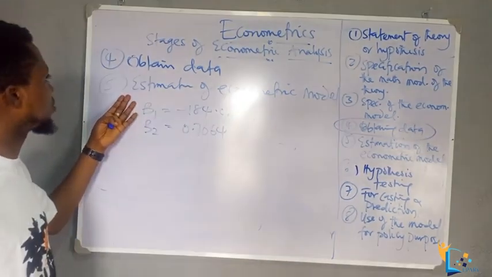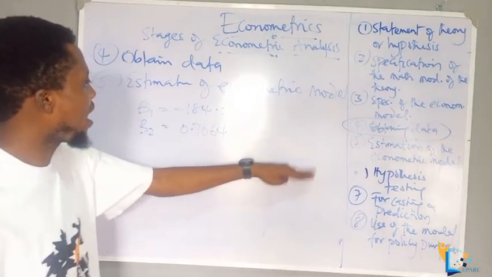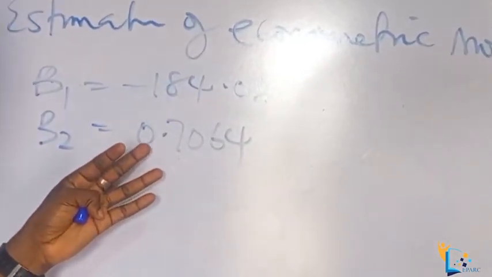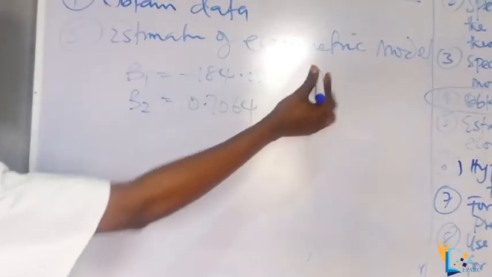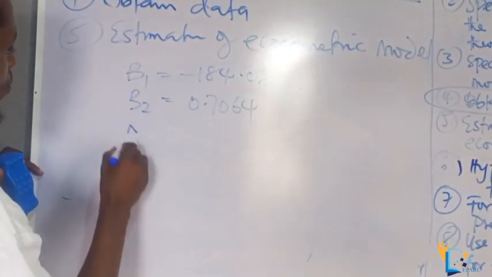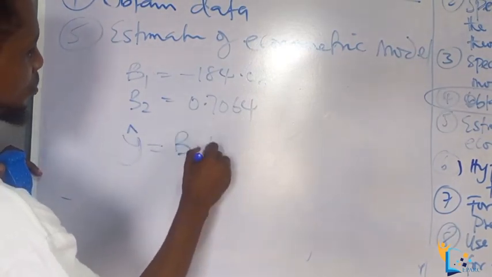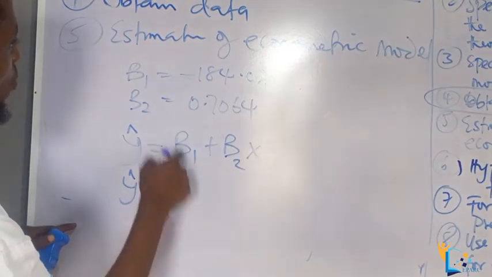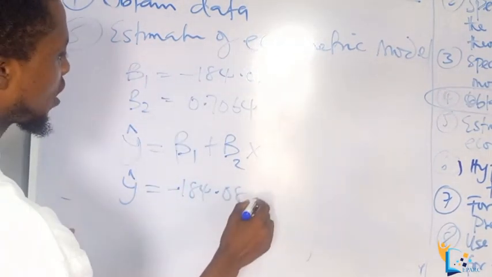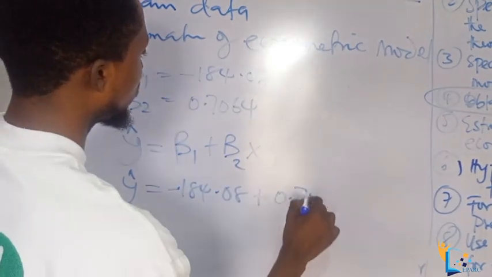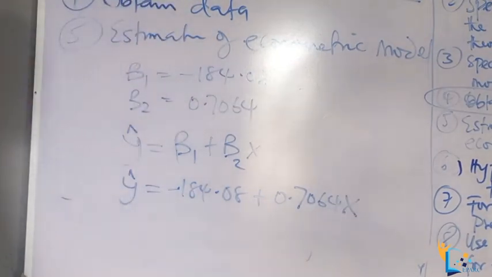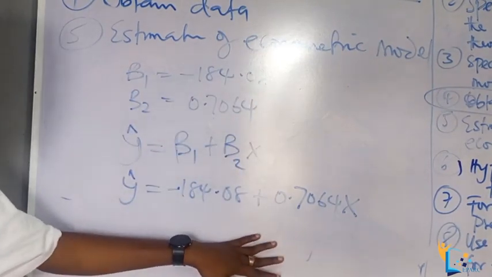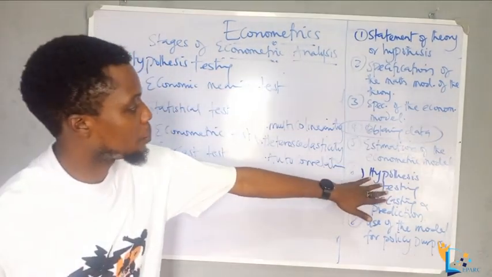Okay, the fifth one, which is estimation of the econometric model. Let's take, for instance, we have values like this. For B1, we have minus 184.08. For B2, we have 0.7064. Now to estimate our econometric model, we have y hat equal to b1 plus b2 x. So y hat is equal to minus 184.08 plus 0.7064 x. So these are the estimation for the econometric model. Imputing the values here gives us this estimation.